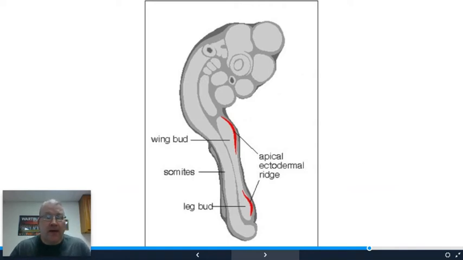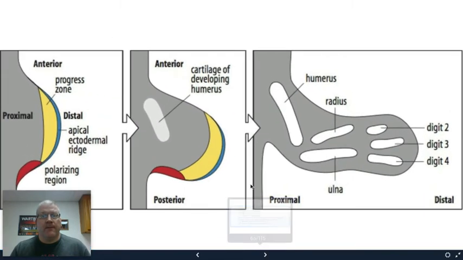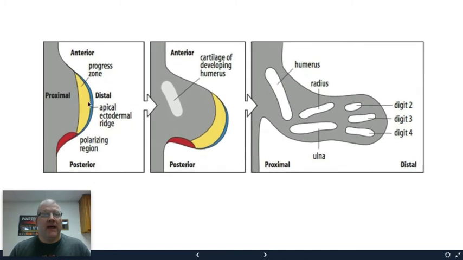So, where cells are in that embryo will help to determine what kinds of cells they're going to become. So, cells that are closer to wings versus cells that are closer to legs are going to begin to produce different proteins. So, here we have tissue that begins to make chemical choices based on proximity to the body.